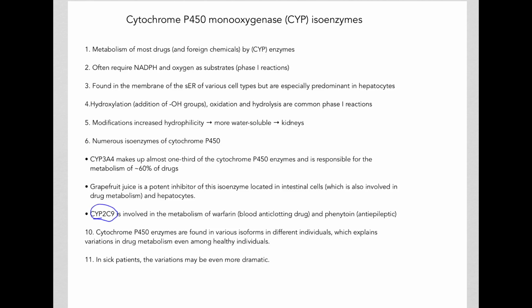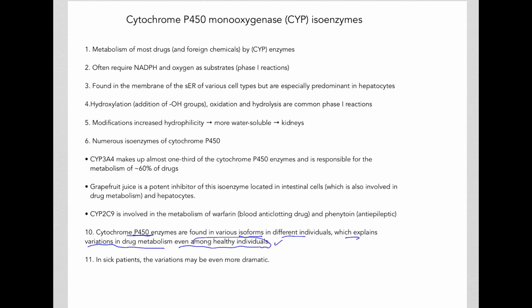There's another isoenzyme called CYP2C9, and this is involved in the metabolism of a very common blood anti-clotting drug called warfarin, as well as the anti-epileptic drug phenytoin. So with these cytochrome P450 enzymes, not only do we see a lot of isoenzymes, but many different subtypes or isoforms in different individuals. And this explains the variations in drug metabolism that we see among healthy individuals.